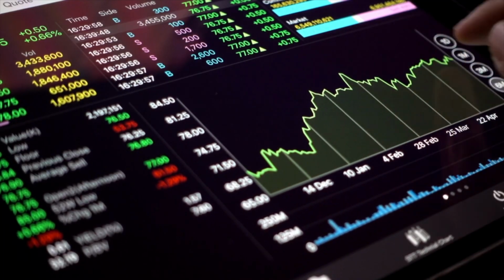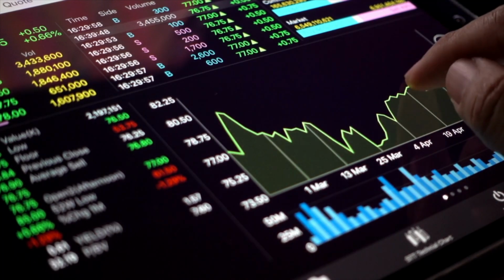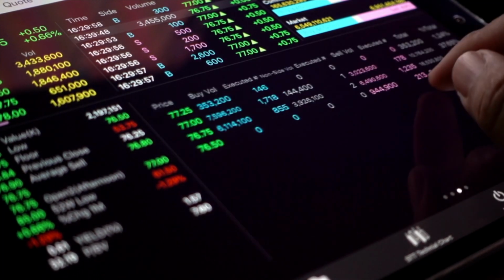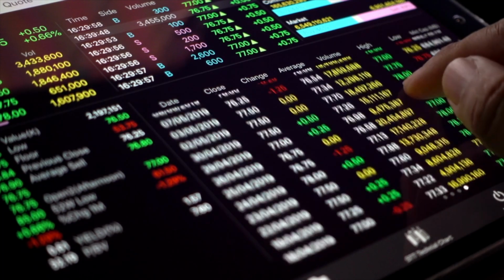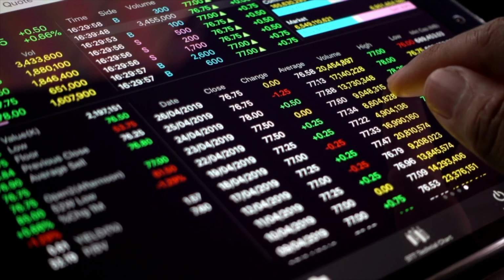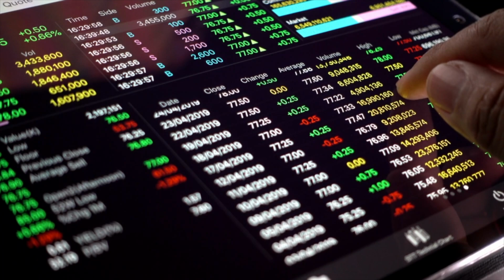But if you get out of one side, let's just say you get out of the call side only, well, it's still going to hold your buying power. It's still going to hold that premium because you haven't removed all the risk yet.